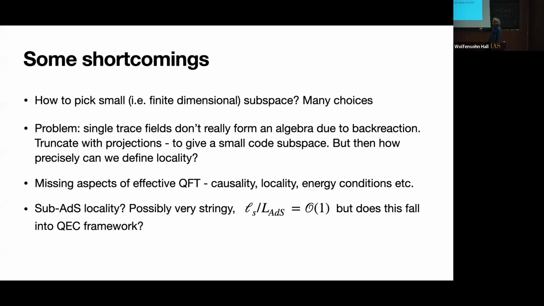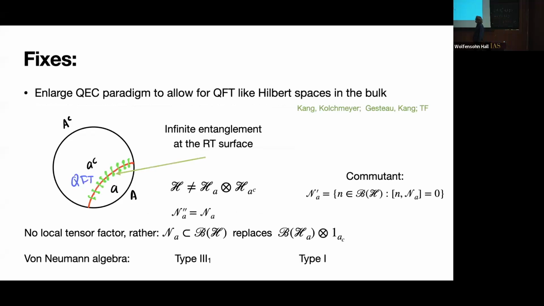And finally, there's this question of sub-AdS locality. The code that I constructed for you in the beginning only relied on large N, so I could have equally done it in a very stringy setting. So does the quantum error correcting framework work in that setting as well? Okay, so these are questions that I'd like to ask.